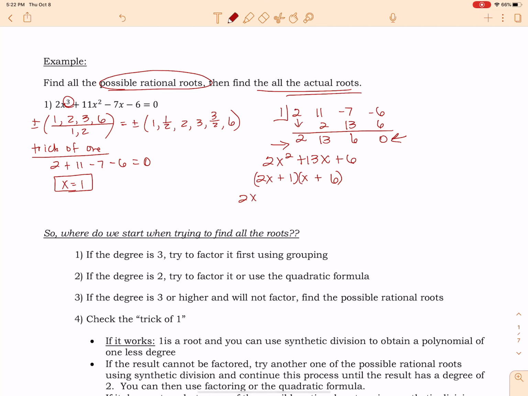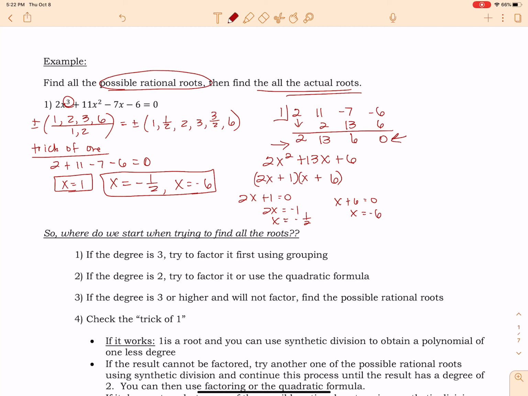Then I set each of my factors equal to 0. I solve. And then there are my 3 solutions. So x equals 1 is a solution, x equals -1/2, and x equals -6. I've got 3 solutions. Awesome.